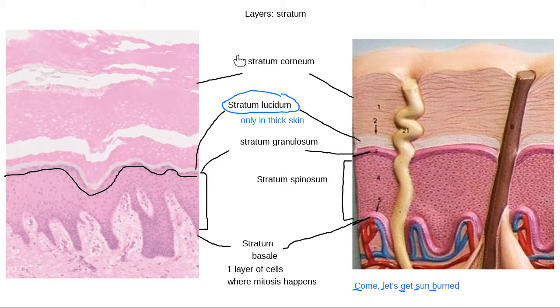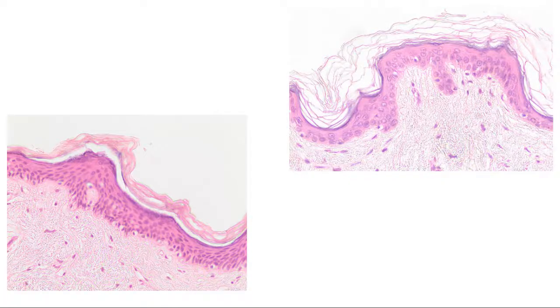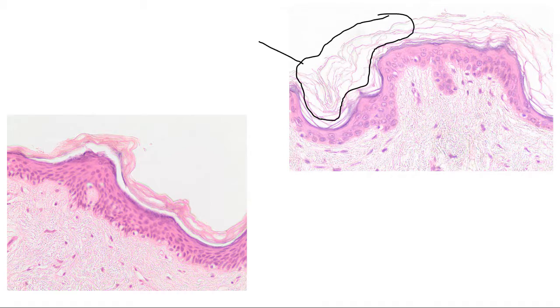So we labeled the layers on thick skin. Let me bounce back to our thin skin slides here. On our thin skin slides, it might be a little bit dicier for us to label some of these layers, but let's see what we can do. So I'm gonna draw some circles here. Let's start here with all of our lovely baby hair.